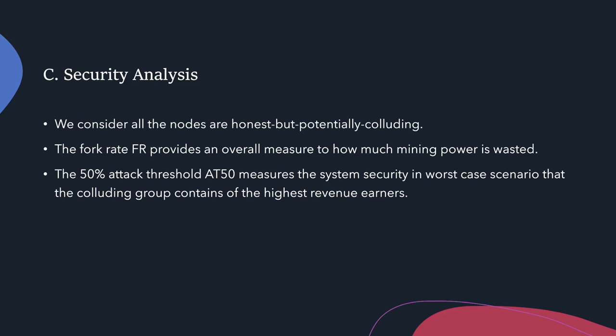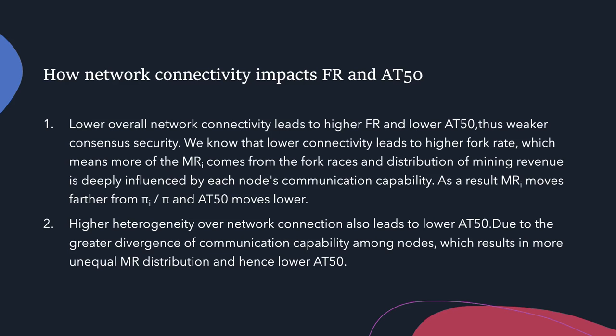Next, let's talk about the security analysis. We consider all the nodes are honest but are potentially colluding. The fork rate FR provides an overall measure of how much computational power is wasted. The more the fork rate, the more power is wasted. The 50% attack threshold, that is A50, measures the system security in the worst case scenario where the colluding group consists of the highest revenue earners. So let's discuss how network connectivity impacts the fork rate and the attack threshold.